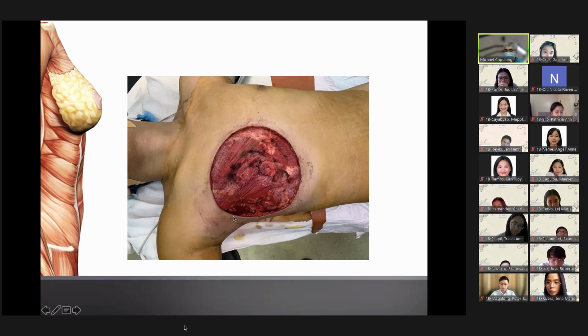Okay. So how did we cover this area? So since this is a very big area, we cannot close this primarily like what we did with the other patient. So we closed it by putting a skin graft, getting skin from the thigh, anterolateral portion of the thigh, and then putting the skin here, covering the defect.